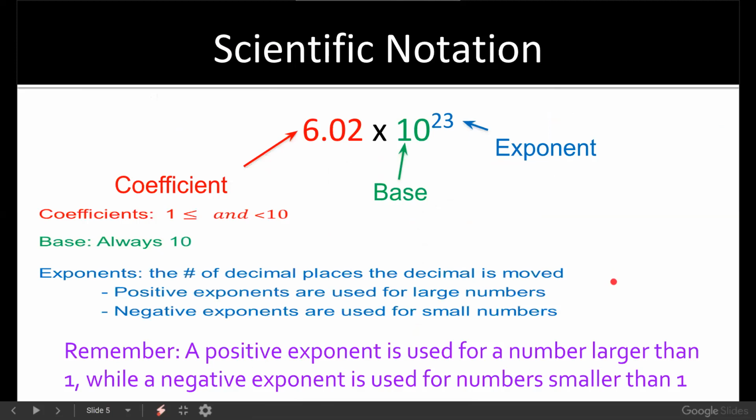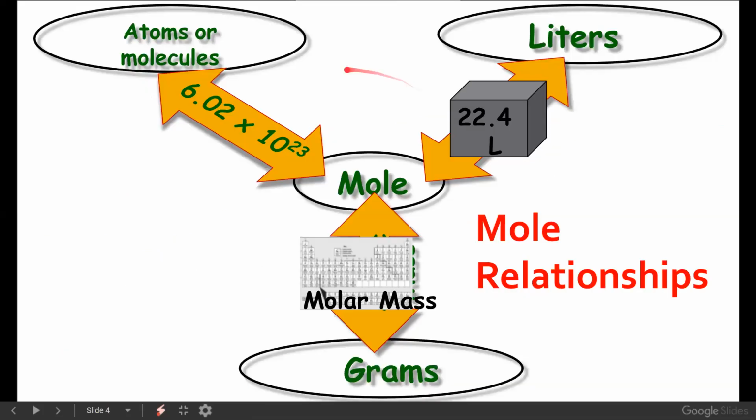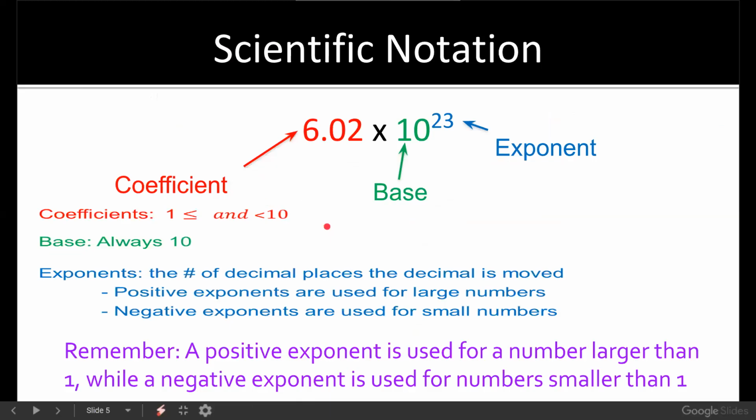We're now going to move into something called scientific notation, mainly because we want to make sure you understand what Avogadro's number is and how this is working. So in this case, we have a few different parts of scientific notation. We have the coefficient. This coefficient has to be greater than 1 and less than 10.